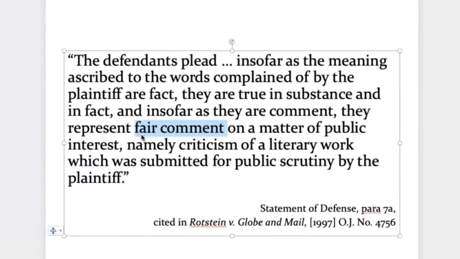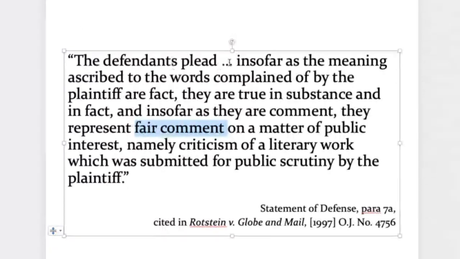So fair comment is a defense in Canadian defamation law, right? If it's a matter of public interest, then you're allowed to kind of say what you want about it. We definitely don't want a situation where you can't write a book review in the Globe and Mail without being sued for defamation if you write that the book is lousy. Okay, so this is one of the defenses to a defamation suit.